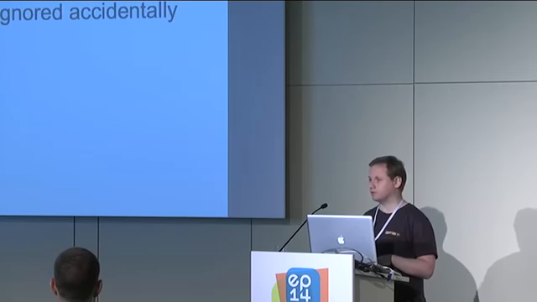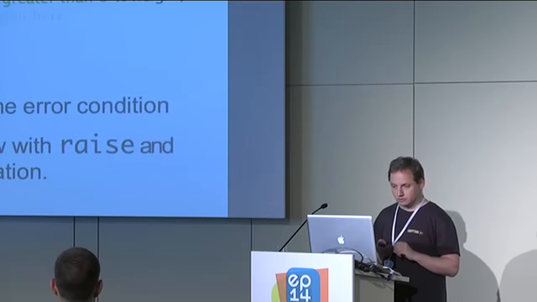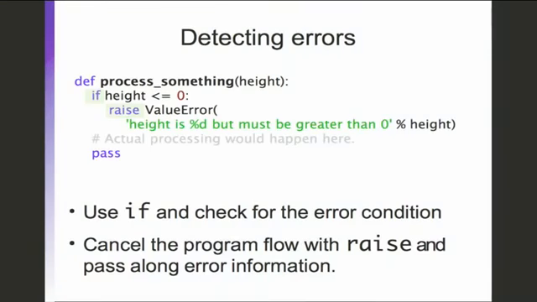The Python program cannot simply continue after an error already occurred. In C, this is pretty simple. So how do you detect errors? Well, you use an if and the error condition, and if the condition is true, you know you have an error, and then you just raise an exception. Here's a trivial example. I have a height parameter, and if it's less than 0 or if it is 0, the exception tells me that the height must be greater than 0.